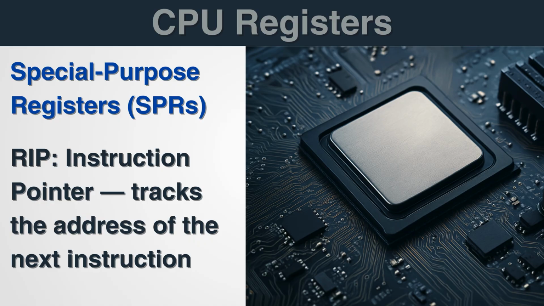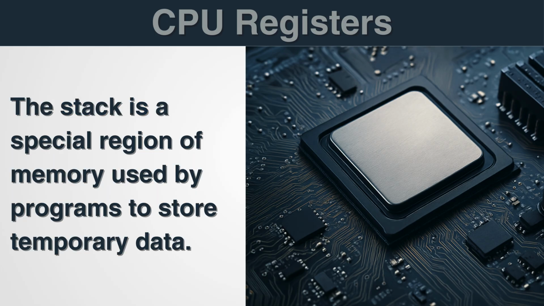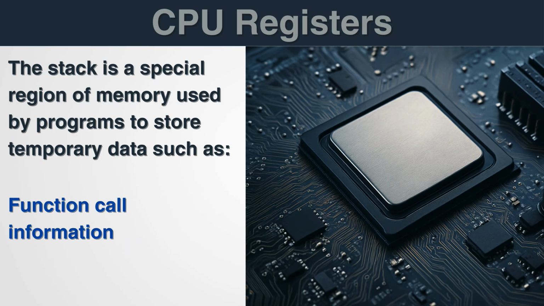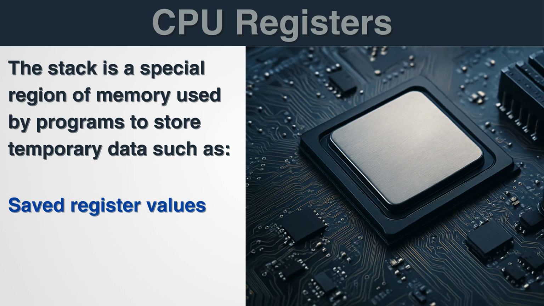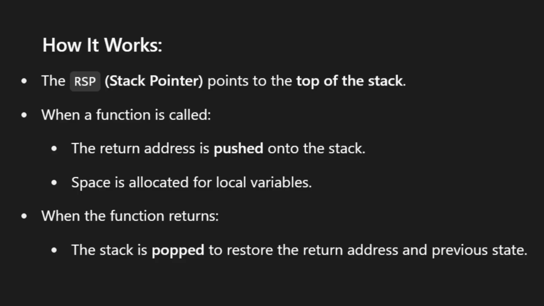And then we have the other type of register, the SPR, the special purpose registers. There's, for example, the instruction pointer that tracks the address of the next instruction, and the stack pointer pointing to the top of the stack. And of course the stack is that special region of memory used by programs to store temporary data, like function call information, local variables, return addresses, and saved register values, working like a last in, first out structure, LIFO. The last thing pushed onto the stack is the first thing popped off. The stack pointer points to the top of the stack.